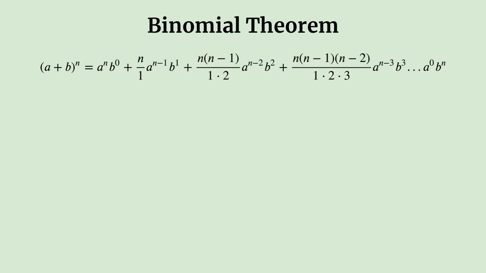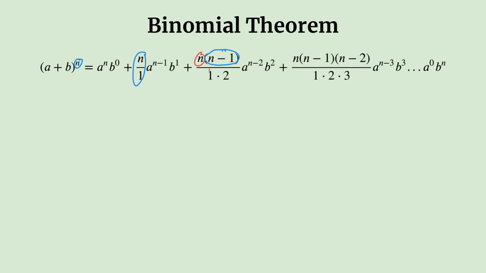So another way you can figure out the coefficient is this formula here, which looks very complicated, but it's not too bad. What you'll see is this n over 1, and the n refers to whatever exponent we have. So the first one is just whatever n equals over 1. The next one, we've got 2 terms. We've got n and n minus 1.